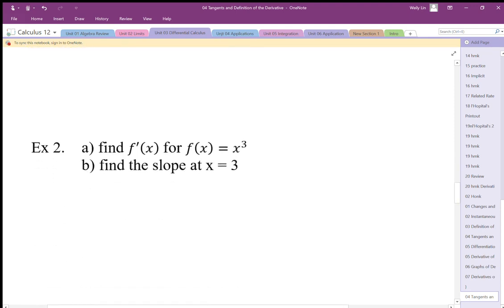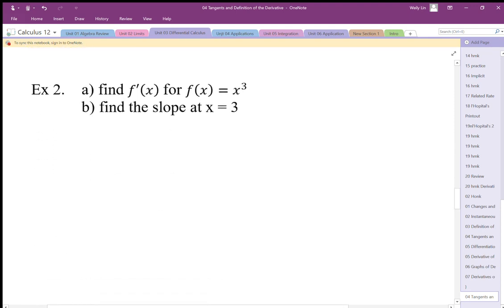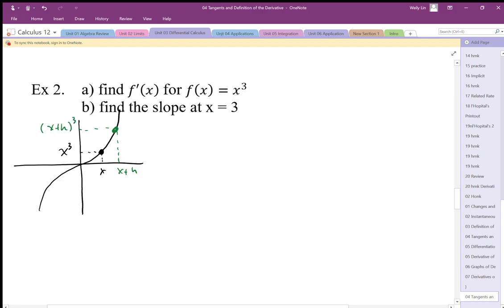Okay, so let's move on to this one. This is an x cubed function. So I'm going to sketch that out. I'm going to have some general point x. This y coordinate is x cubed. I'm going to find some arbitrarily close point x plus h. And this y coordinate then must be x plus h cubed when I put it into the function.